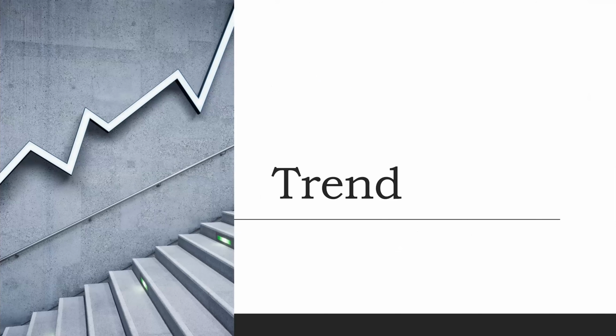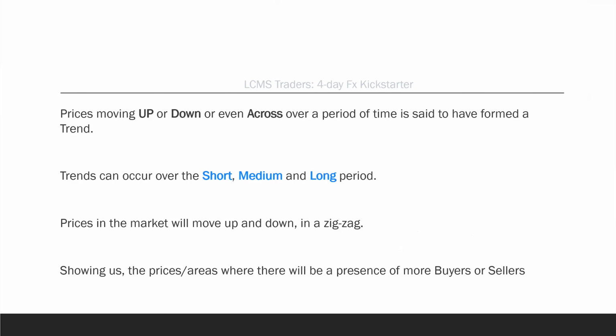Okay, trend. So what is trend? Trend is when you see prices moving up or moving down or moving across over a period of time. It's said to have formed a trend. So if you see prices moving up consecutively over any period of time, you say, hey, it's trending up. Or if you see prices moving down over a period of time, you say it's trending down.